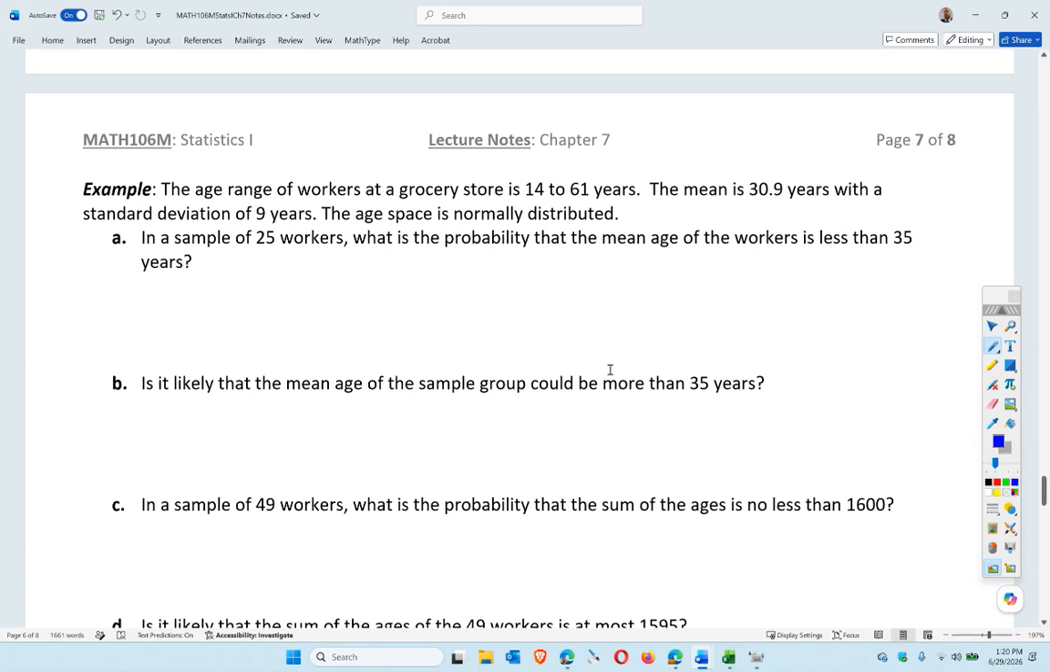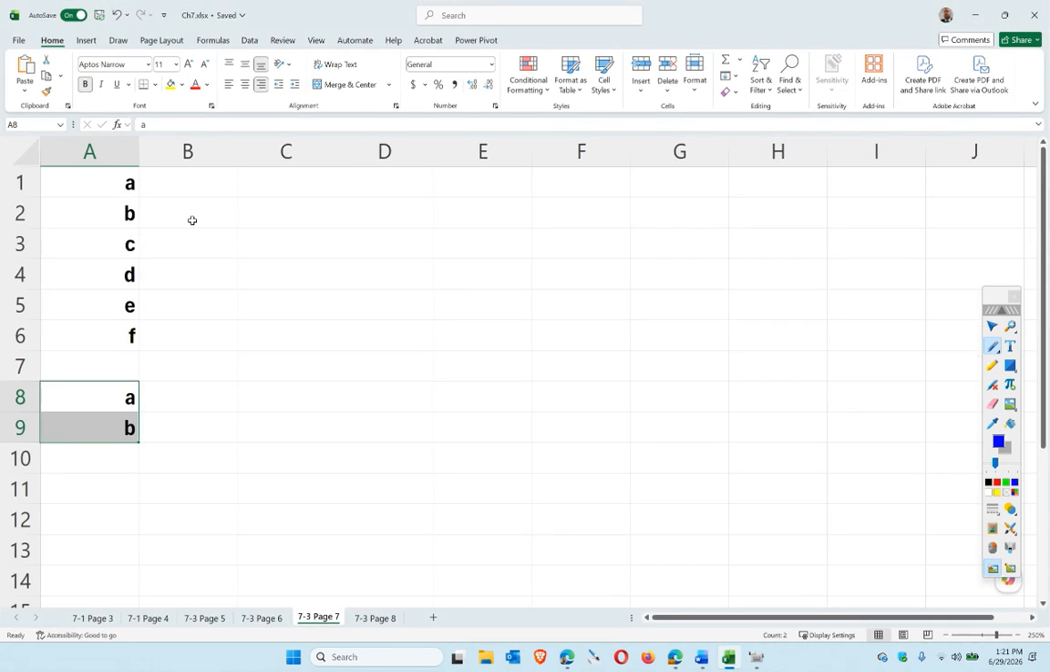Okay, let's say the age range of workers at a grocery store is 14 to 61. So that's my range, right? With a mean of 30.9 years of age with a standard deviation of 9 years. And we're going to assume that the age is normally distributed. Okay, so if you have a sample of 25 workers, what's the probability the mean age of the workers is less than 35?